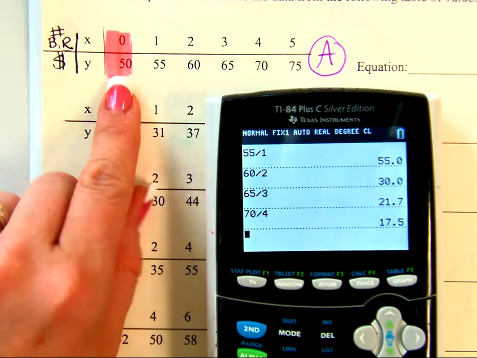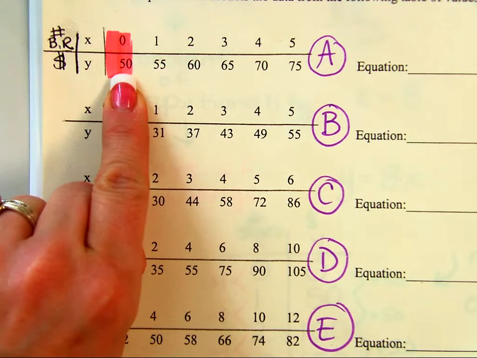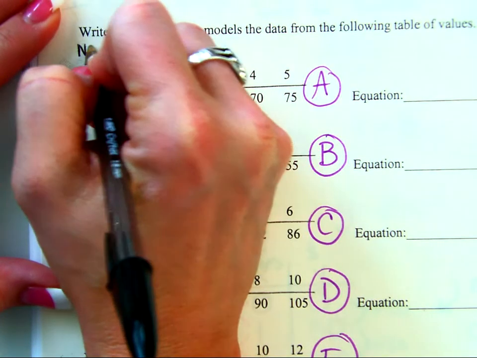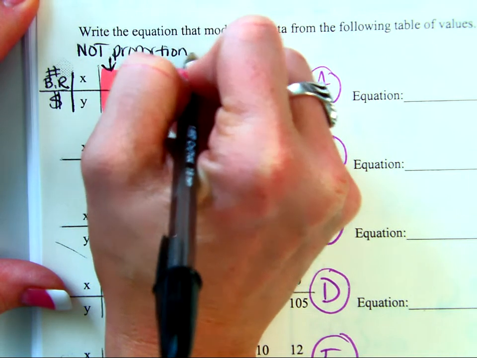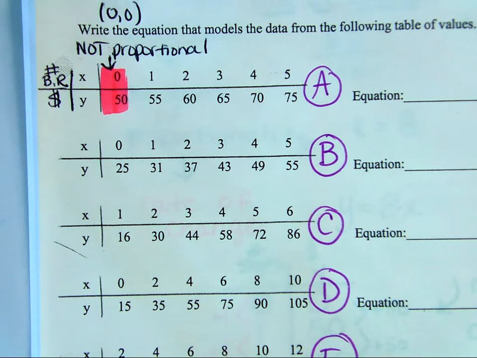And you know how we know it's a no? Because of that point right there. So I want you to use your highlighter and highlight that. And I want you to put not proportional. And I know that because a proportional relationship contains the .00 and this doesn't. Right? Okay.